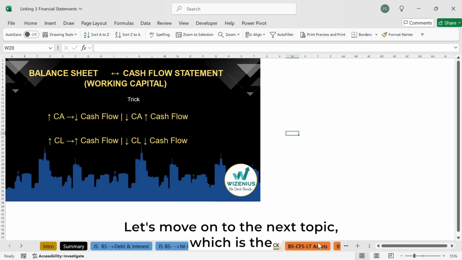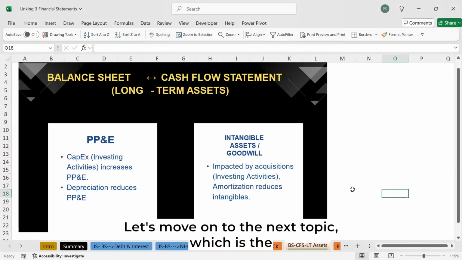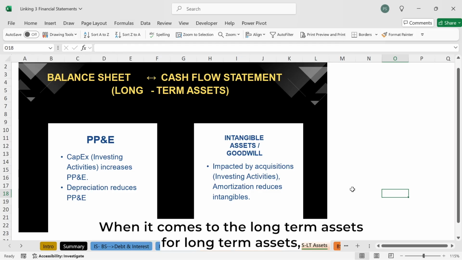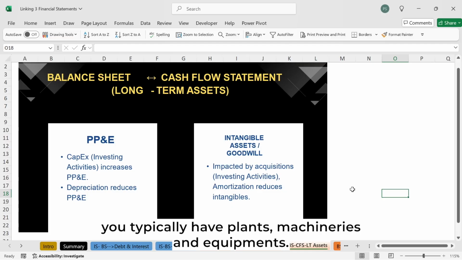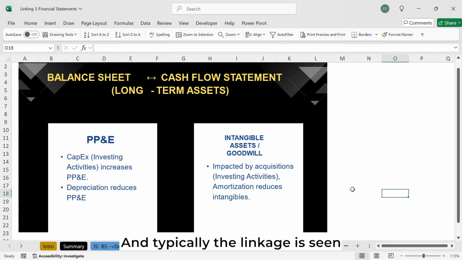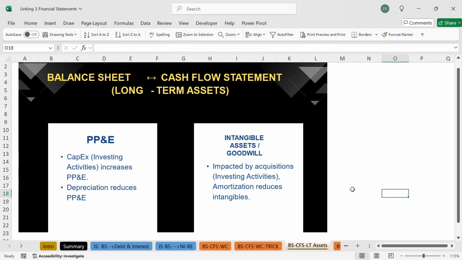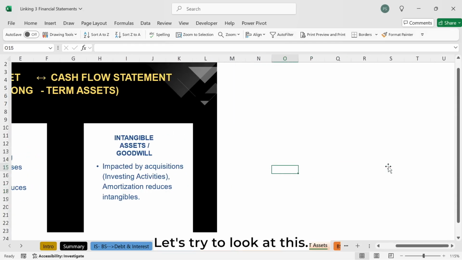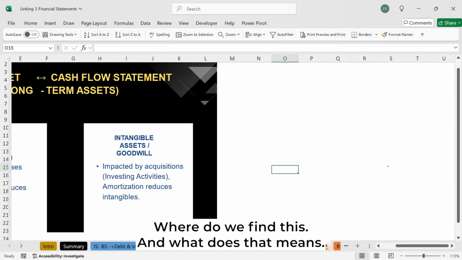Let's move on to the next topic, which is the connectivity of balance sheet and cash flow statement when it comes to the long term assets. For long term assets, you typically have plants, machineries, and equipments. And typically, the linkage is seen in the form of capital expenditure. Now, what is capital expenditure? Let's try to look at this. Where do we find this and what does that mean?